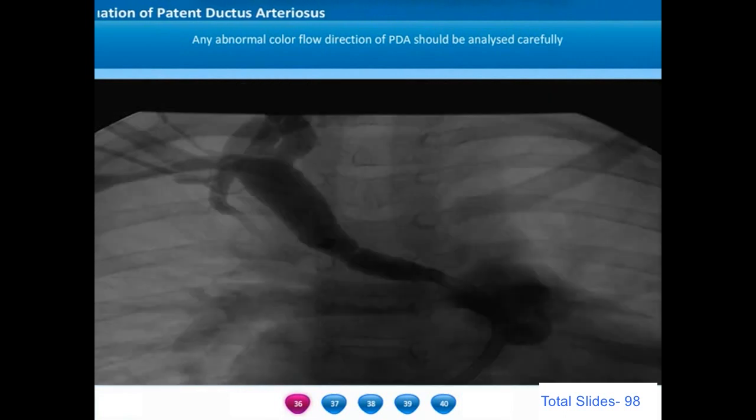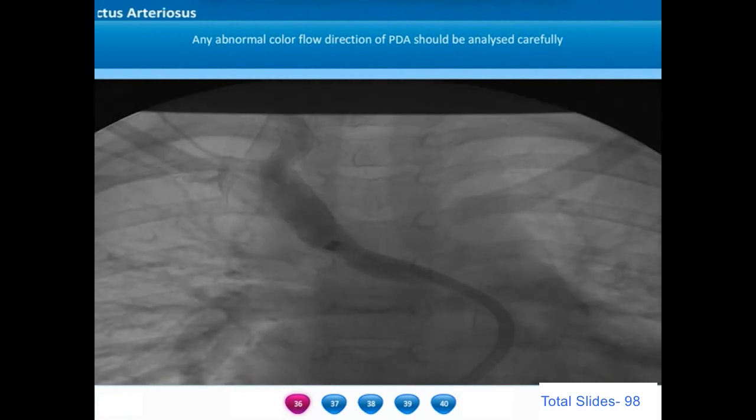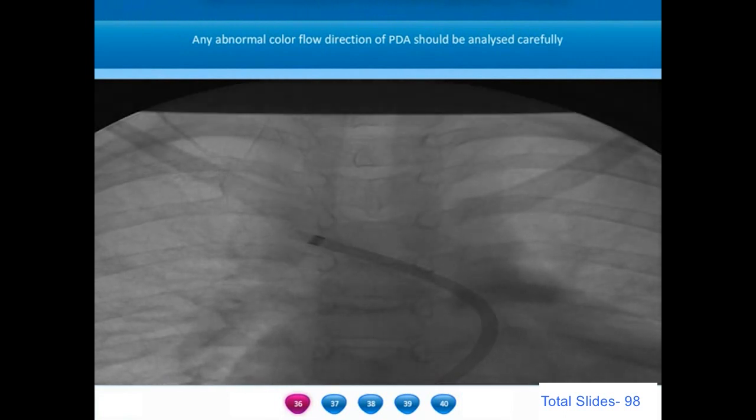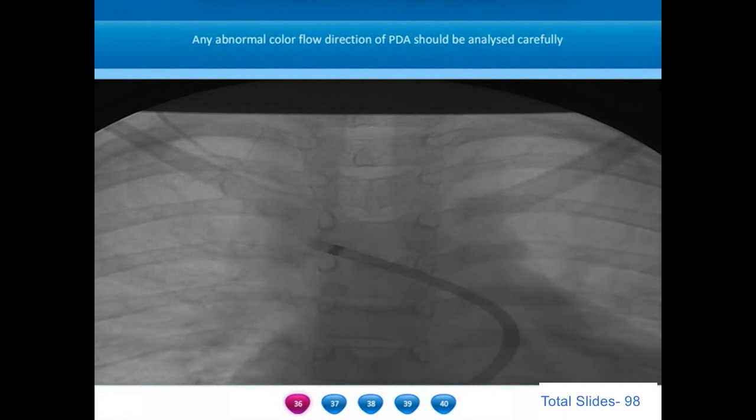So whenever we are not able to visualize the ductus in the conventional views, then a completely different ductal morphology should be suspected.